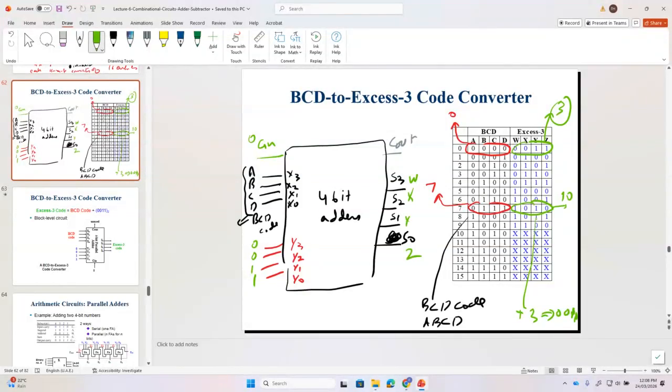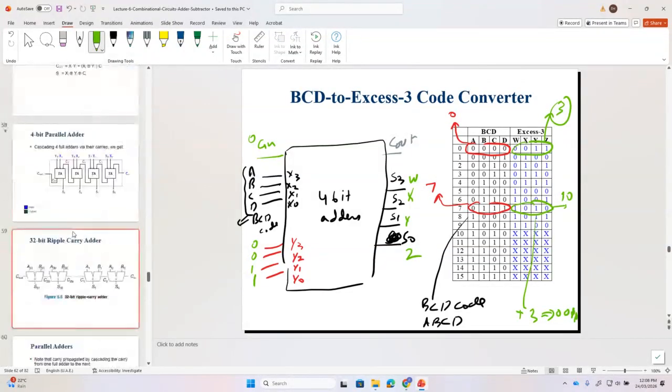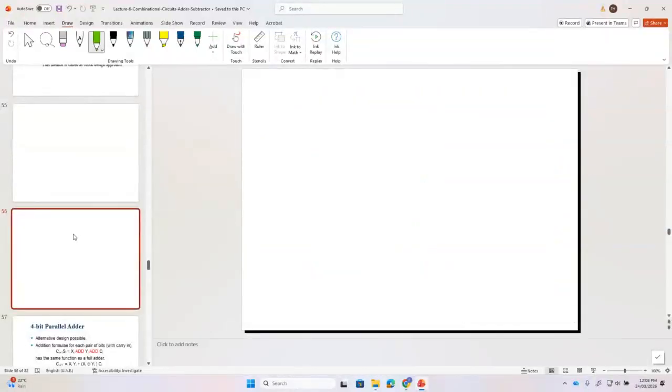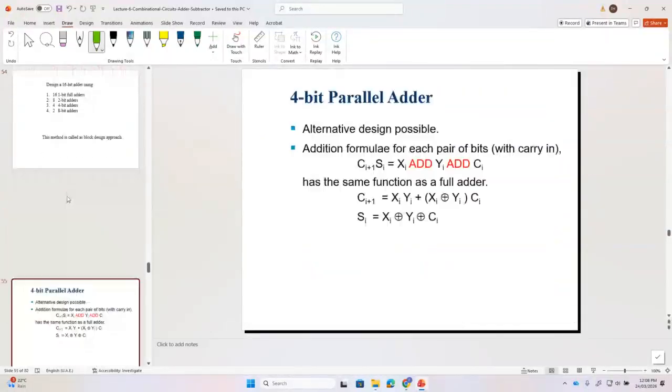Is there any other method to design this BCD to XS3 code converter using the 4-bit adder, but using a different method? 2-bit adders. Anyone who solves this question may get 1 bonus mark.